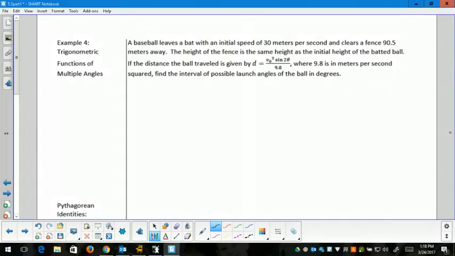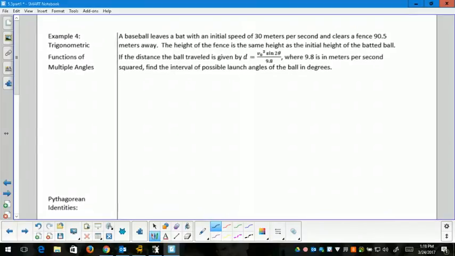Well, we have a formula, and they want us to solve. Does anybody know why we have this story problem in this section? What does it have in it? Sine of theta. What do you know how to solve for? You know how to solve for theta. So that's why this story problem is here.